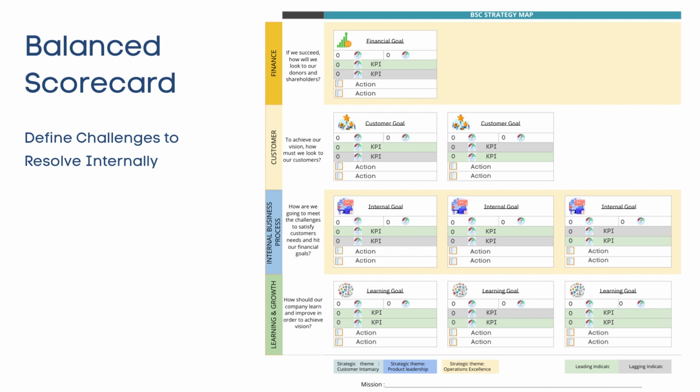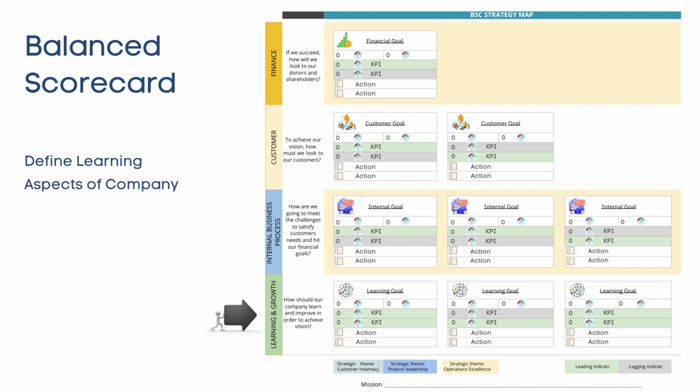hit our financial goals? For the learning and growth perspective, we focus on the learning aspects of the organization and the outcomes we need to achieve to satisfy internal challenges and meet customer and financial needs. I like to ask the question, how should our company learn and improve in order to achieve this vision?